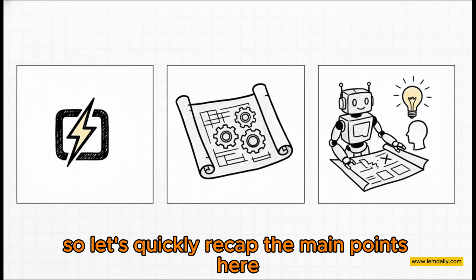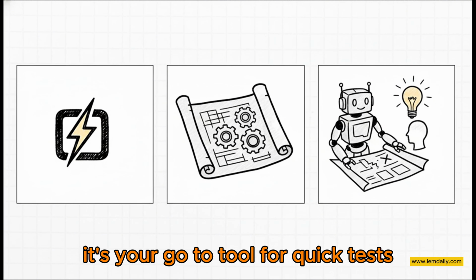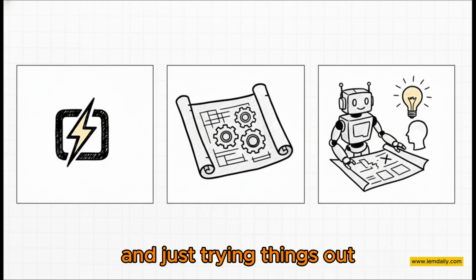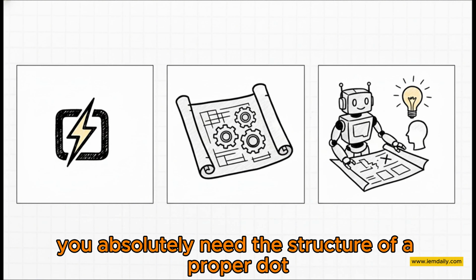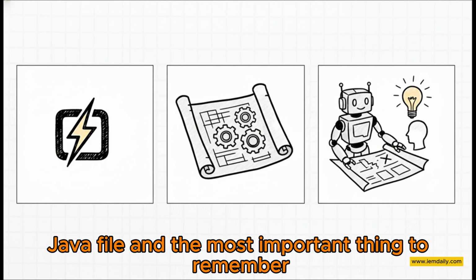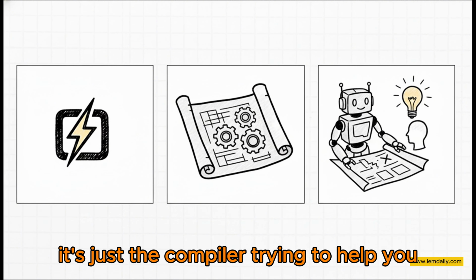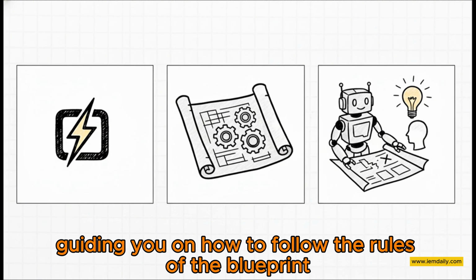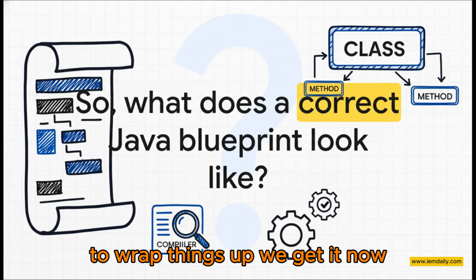Okay, so let's quickly recap the main points here. JShell, it's awesome. It's your go-to tool for quick tests and just trying things out. But when you want to build a real application, you absolutely need the structure of a proper .java file. And the most important thing to remember, when you see an error, do not panic. It's not a failure. It's just the compiler trying to help you, guiding you on how to follow the rules of the blueprint.